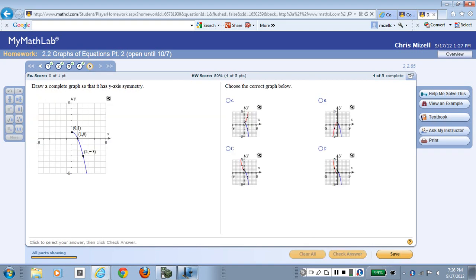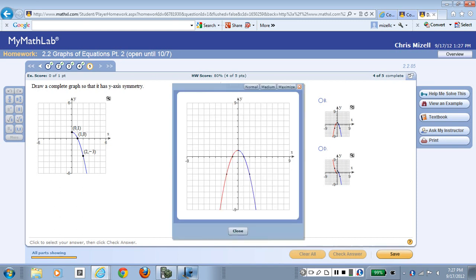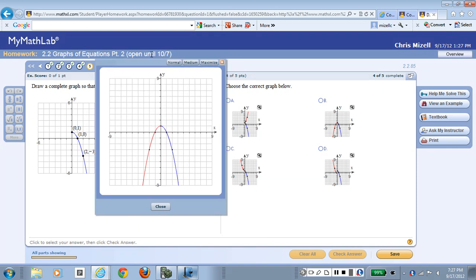Finally, they give us a picture. There we go. Draw a complete graph, or choose from the available complete graphs, the one that has y-axis symmetry. There's only one that I see that has y-axis symmetry. Draw a line straight down the middle, up and down, and the two halves will be mirror images of each other, the red graph and the blue graph. I'm thinking it's this one. Is it this one? Yes. So this one will have y-axis symmetry.